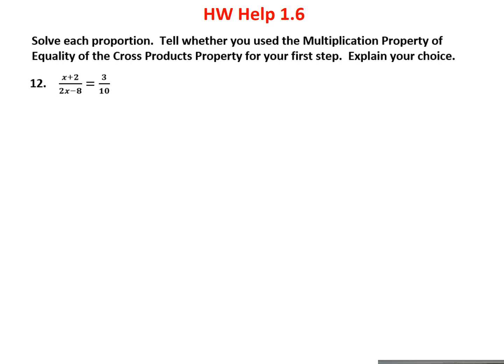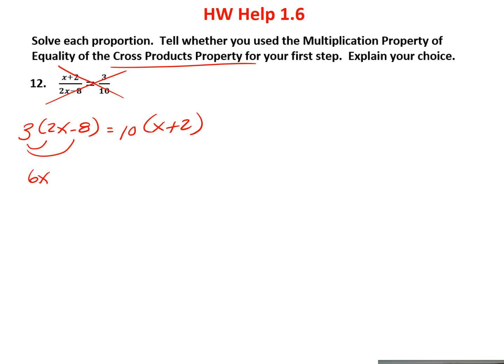Number 12 is very much alike. Again, we're going to use the cross product property. 3 times 2x minus 8 equals 10 times x plus 2. This time we'll use the distributive property on both sides. So I have 6x minus 24 equals 10x plus 20.